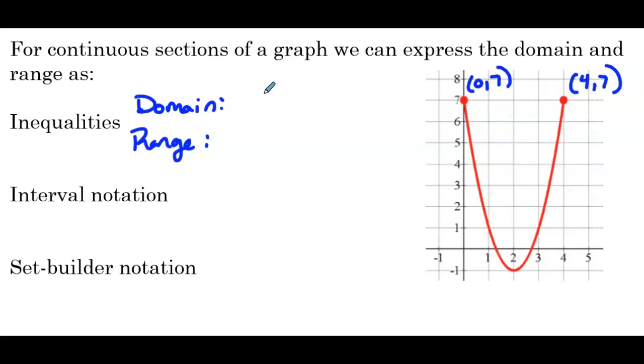So let's express that as an inequality. 0 is less than or equal to x, which is less than or equal to 4. Okay, so we move left to right in writing our domain.